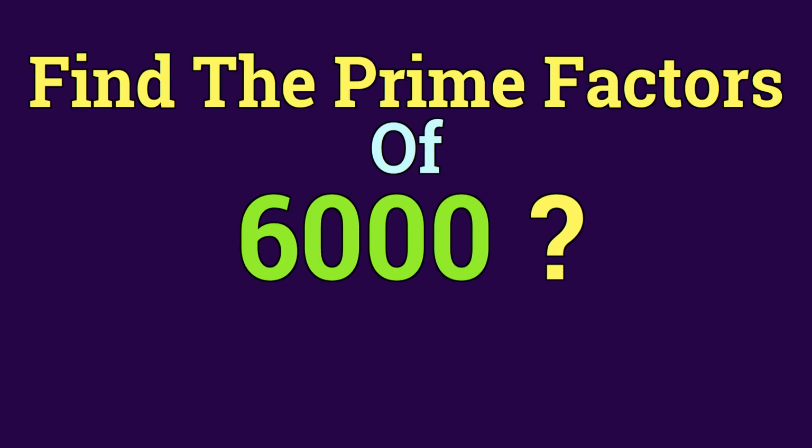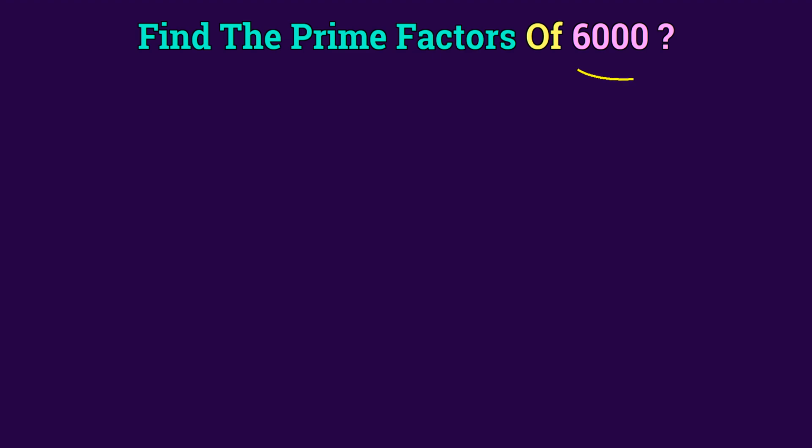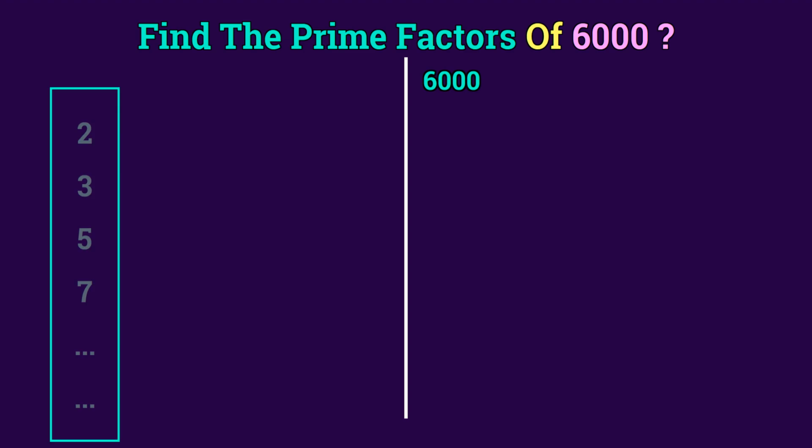On this episode, we have this number 6000 and our goal is to get its prime factors. Let's start the solution. Now put down our 6000, then draw a vertical line. Look at these prime numbers set on the left, dividing 6000 by 2, which equals 3000.